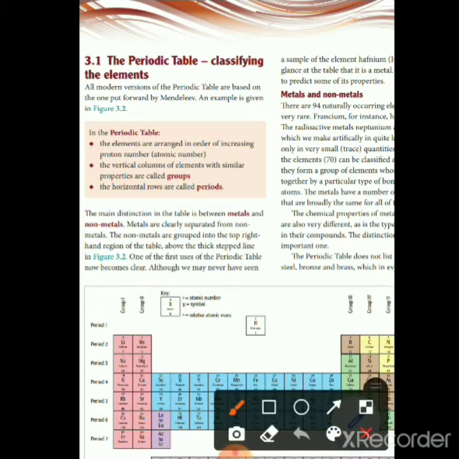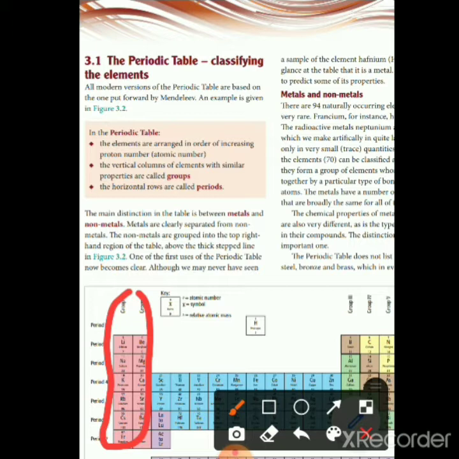What do we mean by this? We will consider group number one, which is arranged this way. So this is group number one and group number two. All of the members of group number one and group number two have almost similar properties, and most of them are metals.